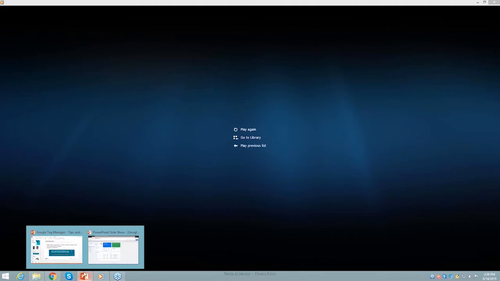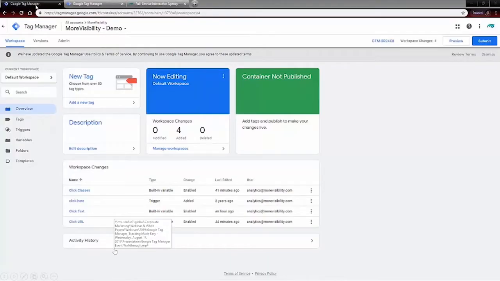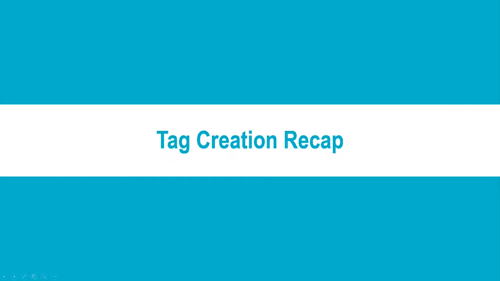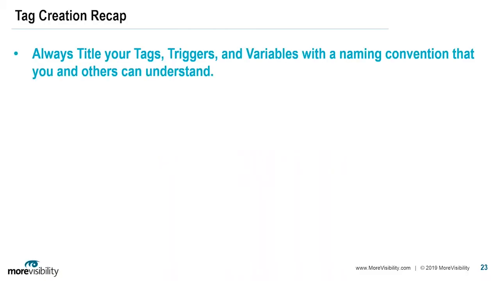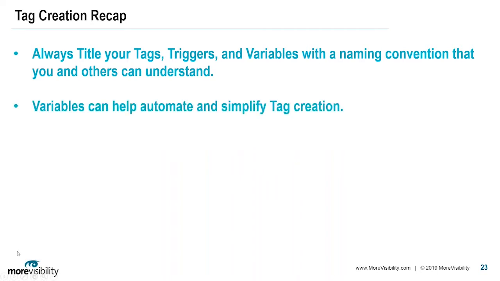So let's pop back over to our PowerPoint and go through a tag creation recap for you. First, always title your tags, triggers, and variables with a naming convention that you and others can understand. This is going to be very helpful in the future, so that if you have any questions on what was created, you'll be able to see exactly what was done. Variables can help you automate and simplify tag creation.